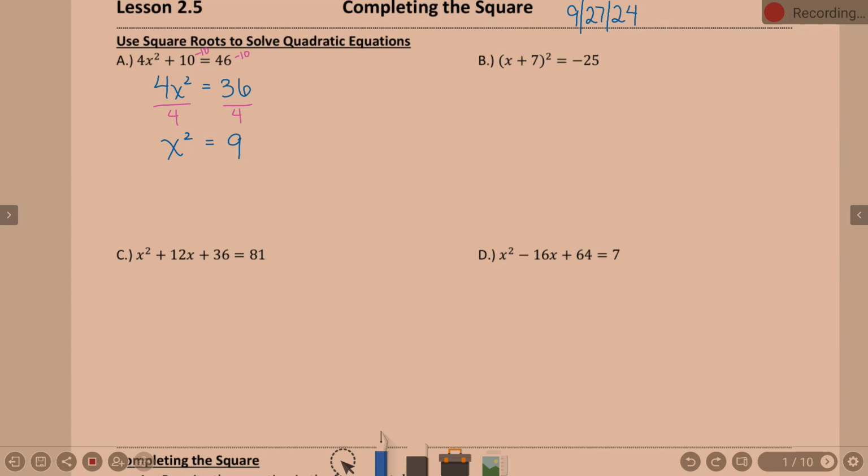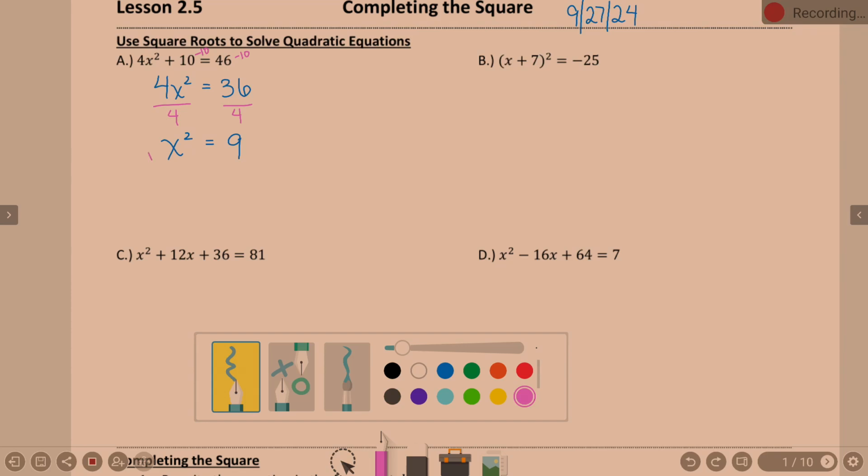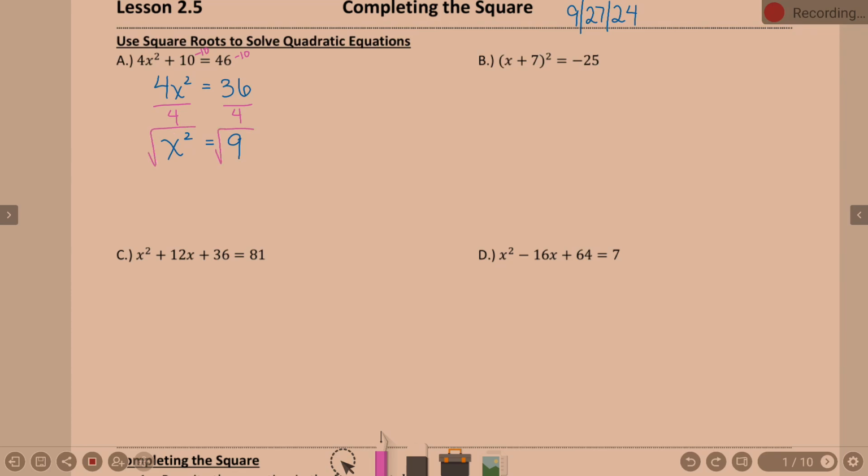Okay, when you have x squared equals a number, or something squared equals a number like that, you take the square root of both sides. The square root of x squared becomes x. Square root of 9 is 3. Plus or minus 3. Do we still need that plus or minus 3? Yeah.